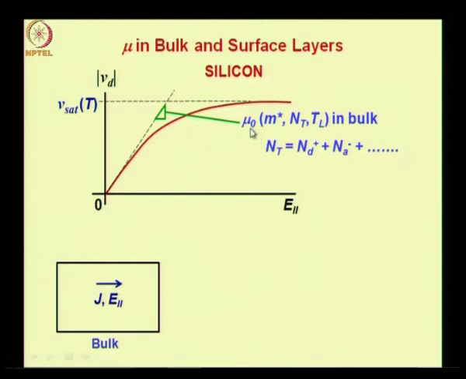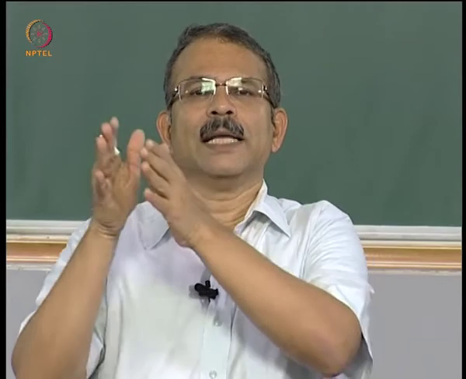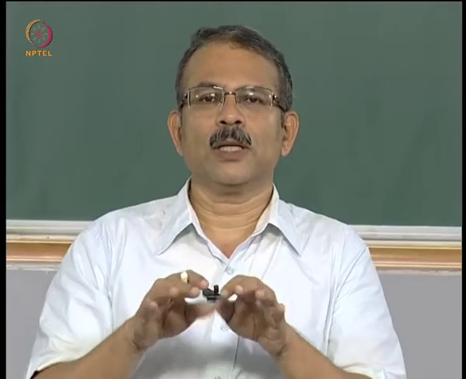Now the low field mobility is a function of the effective mass of carriers and the total doping, that is, the total number of ionized impurity atoms, which is the sum of the positively charged and negatively charged ionized impurities. It is important to note that the mobility depends on the sum total of all the impurities, donors, acceptors, traps and everything. This is unlike the carrier concentration. The majority carrier concentration depends on the net impurity concentration, that is the difference between the donor and acceptor impurity concentrations, whereas the mobility depends on the total impurity concentration.